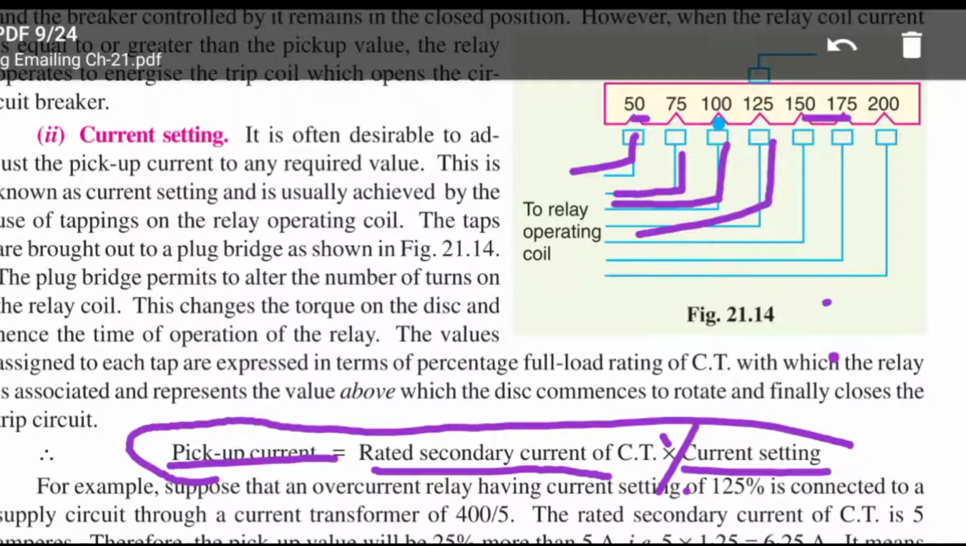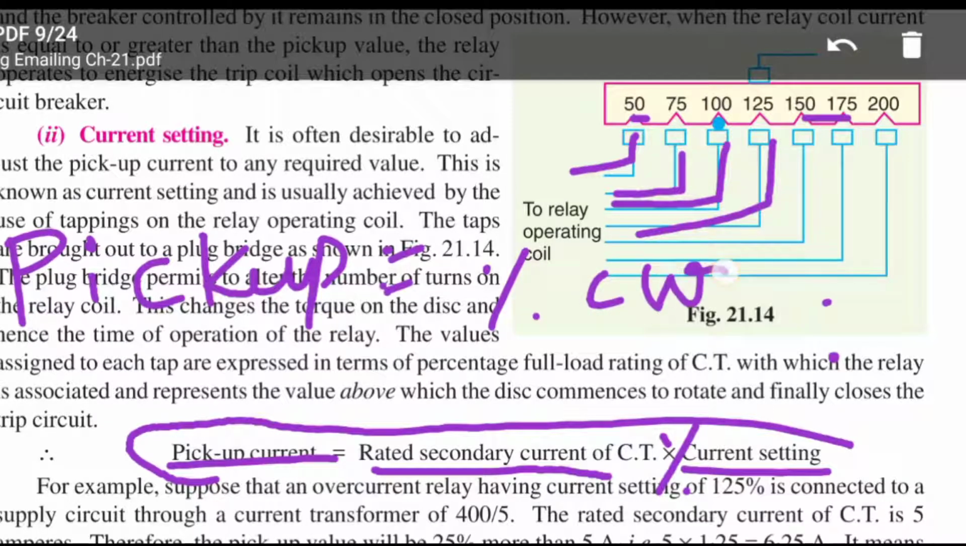One of the important definitions and formulas related to relays is pickup current. Most of the questions will be like this from the relay definitions. What is pickup current? I am writing here. Pickup current is determined from the plug bridge. Pickup current equals percentage current setting, 50%, 75%, like that, into rated secondary current of CT.